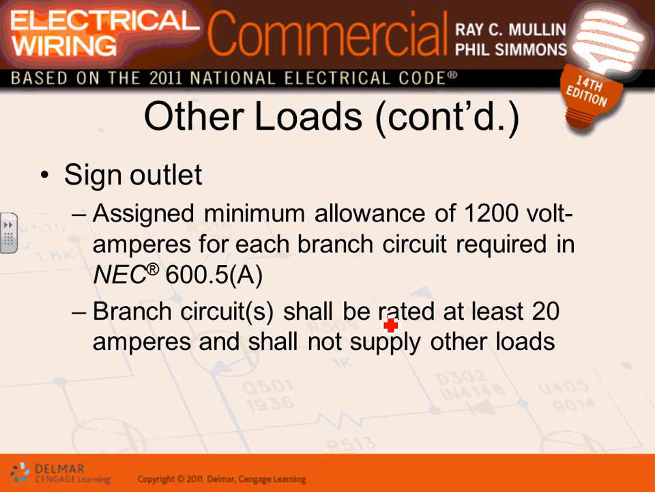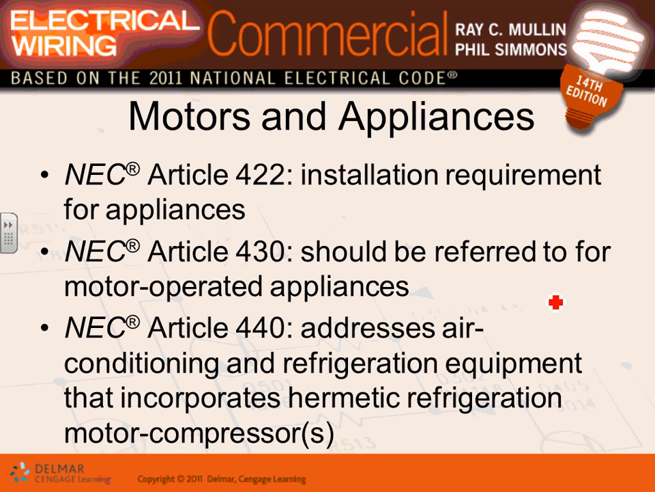Sign outlet, we assign based on this, guys. You have to allocate 1200 volt amp for every commercial building, a 20 amp circuit dedicated to the sign that says welcome to Dunwoody as you walk into the main door. If you have more signs, you allocate more 20 amp circuits to it. So when I say sign, remember on our calculation we said sign, that's a sign that's going to say welcome to Holberg. We assign 1200 volt amp for it.